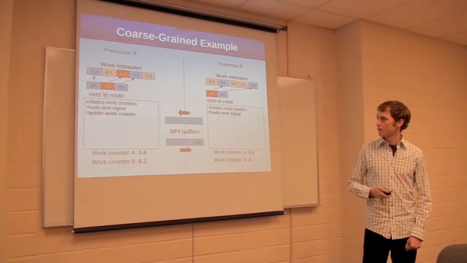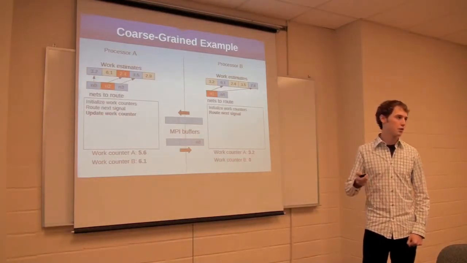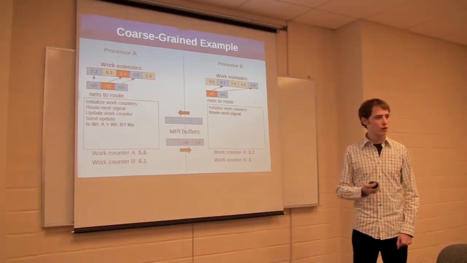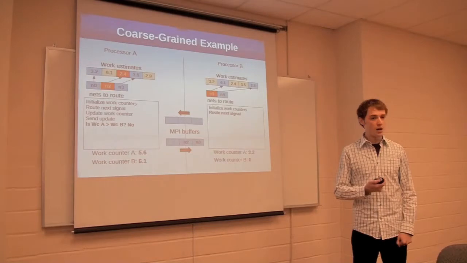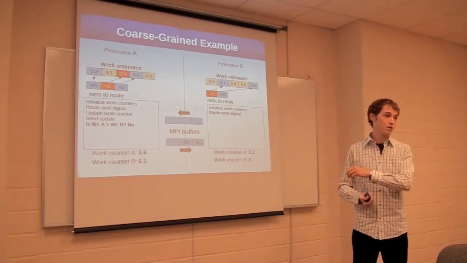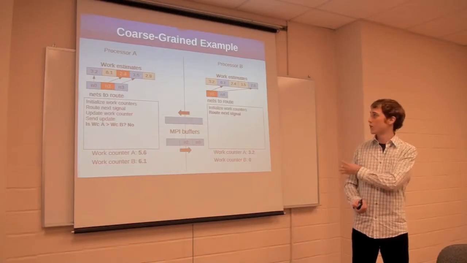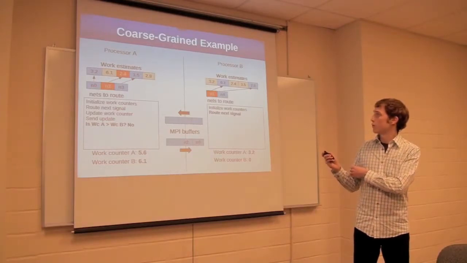We route the next signal, update the work counter, so we've now done a total of 5.6 units of work, send another update, again check whether we should be receiving an update, and the answer is again no, because the sum of the work done for our 2 first nets is not as much as the work done for processor B's first net.